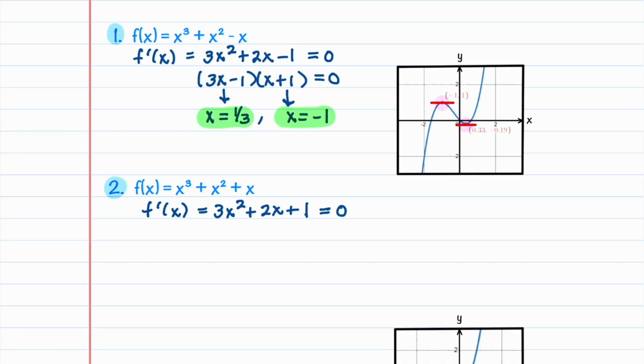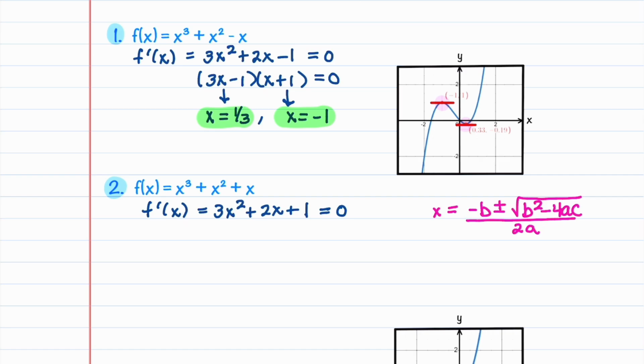Now we have to factor this. When I look at this, I cannot see an easy way to factor it. So we are going to have to use the quadratic formula. Let me just go ahead and put that over here. The quadratic formula tells us that x is negative b plus or minus the square root of b squared minus 4ac, all divided by 2a.